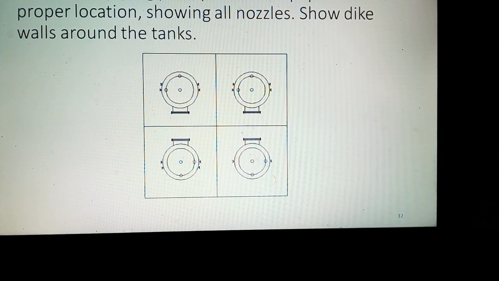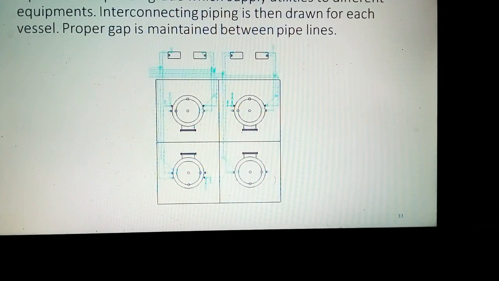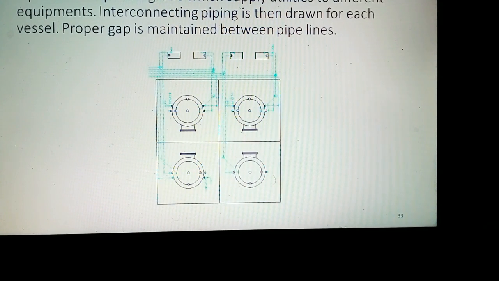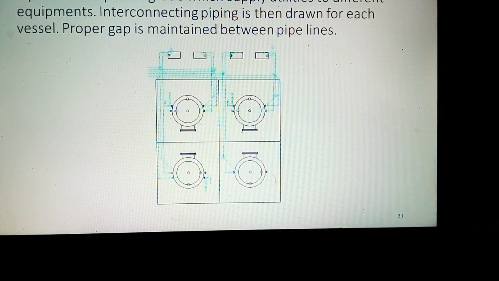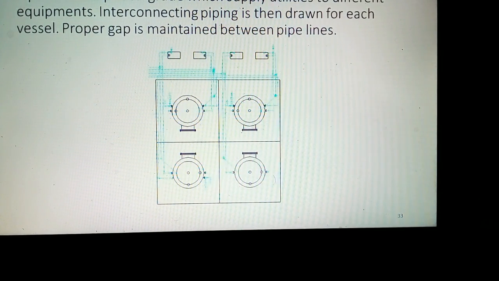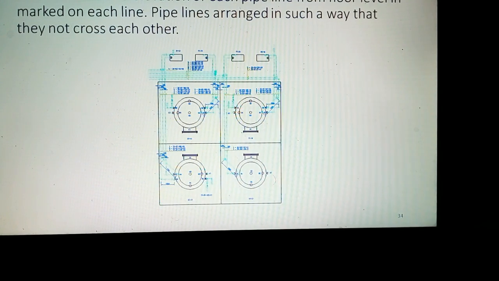To create the piping plan, place the equipment in proper location, showing all nozzles. Show diagrams around the tanks. Pipe lines are put on grade which supply utilities to different equipments. Interconnecting piping is then drawn for each vessel. Proper gap is maintained between pipe lines.